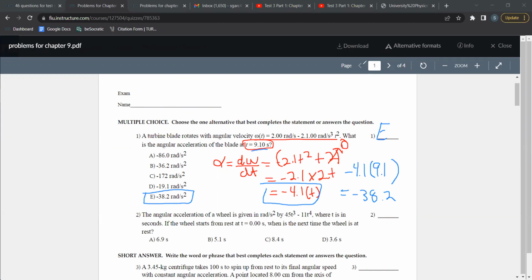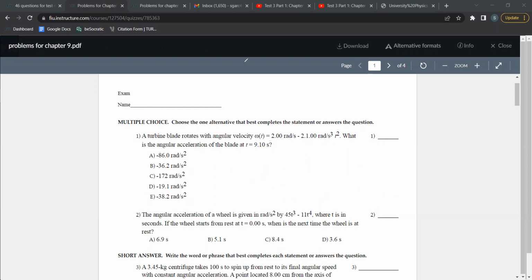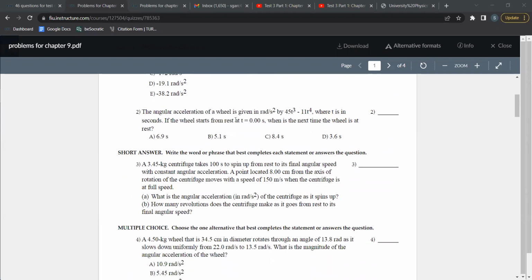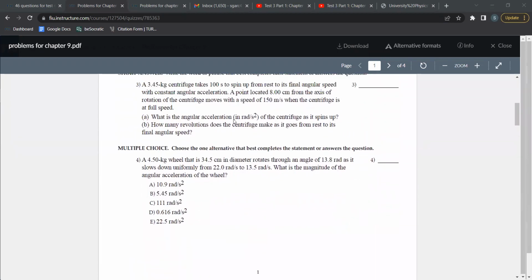All right, I'm going to clear this just because if I scroll down, it'll follow me. So I'm going to clear those drawings and we're going to move down. You can pick any question. Let's see. We'll do question 4. Let's do question 4.